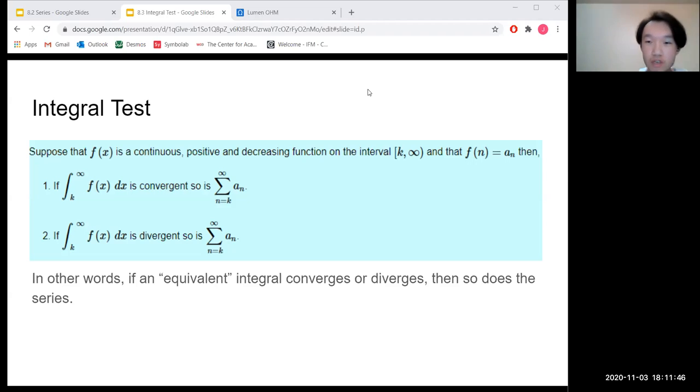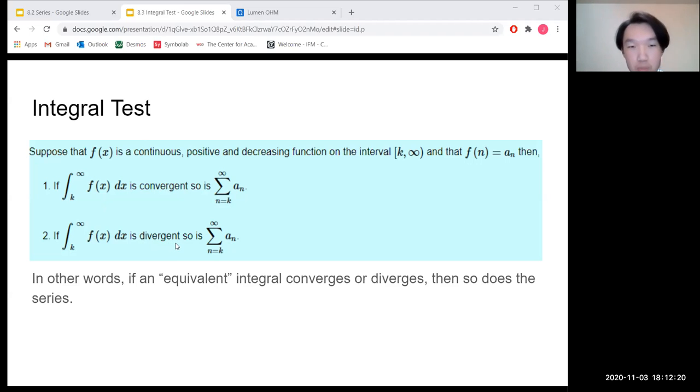integral test. So what does this integral test say? It says if you have a function f of n such that every term in that function corresponds to every term in a series, then you can conclude the following. So if the integral of that function is convergent, then the series is convergent. And then number two says if the integral of that function is divergent, then the series is also divergent.